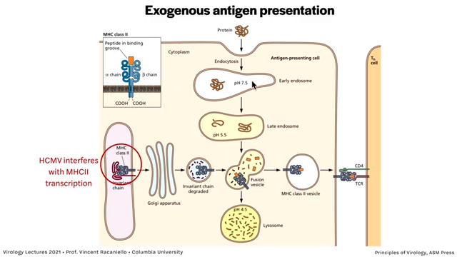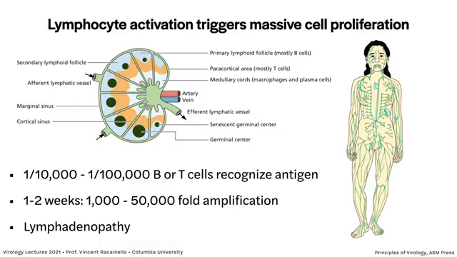We're going to look in a moment at endogenous presentation, which is what happens in an infected cell, right? Because in an infected cell, the proteins are made within the cell. So we call it endogenous, and it's a different pathway. Now, when a T cell recognizes a peptide in the context of MHC2, presented by an antigen-presenting cell, this triggers lymphocyte activation and massive cell proliferation.